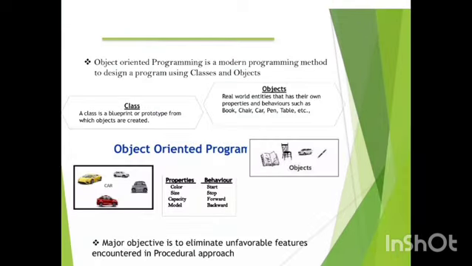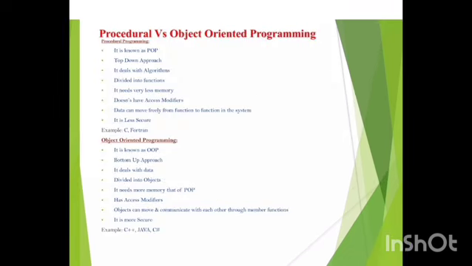So here, object-oriented programming is a modern programming method to design a program using classes and objects. So first, a class is a blueprint or prototype from which objects can be created. Objects are real-world entities. We know that chair, car, book, like that. Java is known as a fully object-oriented programming language. So here we can write a program anywhere and run the program anywhere. So objects can move and communicate with every function.